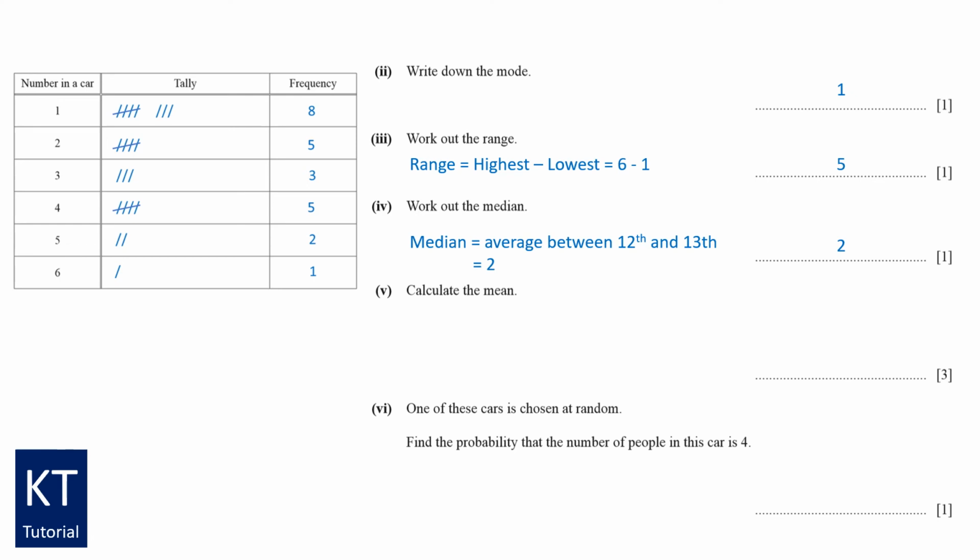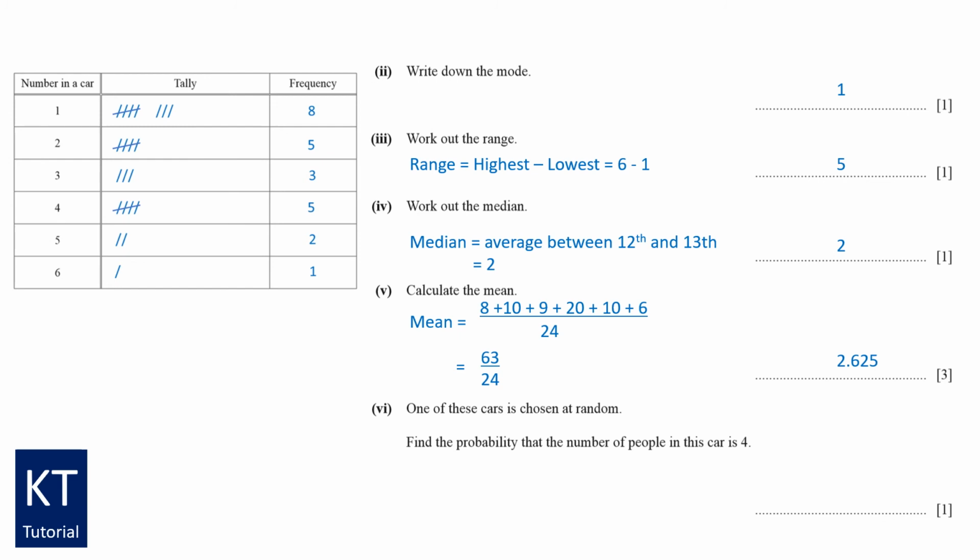The frequency being an even number, the median is the average between the 12th and 13th numbers after the numbers are laid out in ascending order. Next, calculate the mean. The mean is the sum of the product for each row divided by the total frequency.